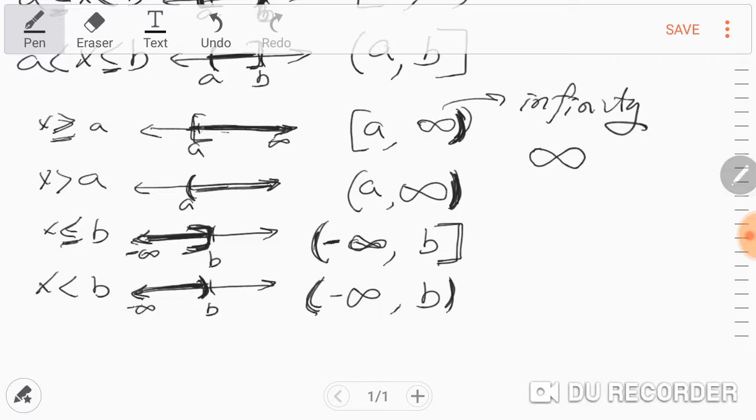Okay, how about the entire line? Then this will be from negative infinity all the way to the right, which is positive infinity. Both ends are parentheses.